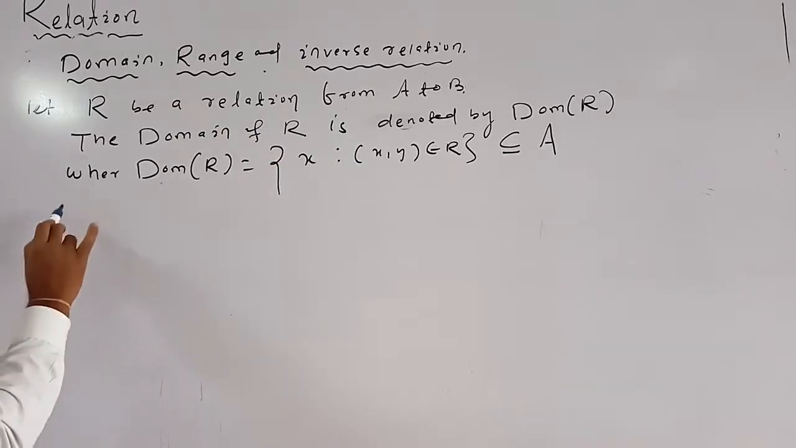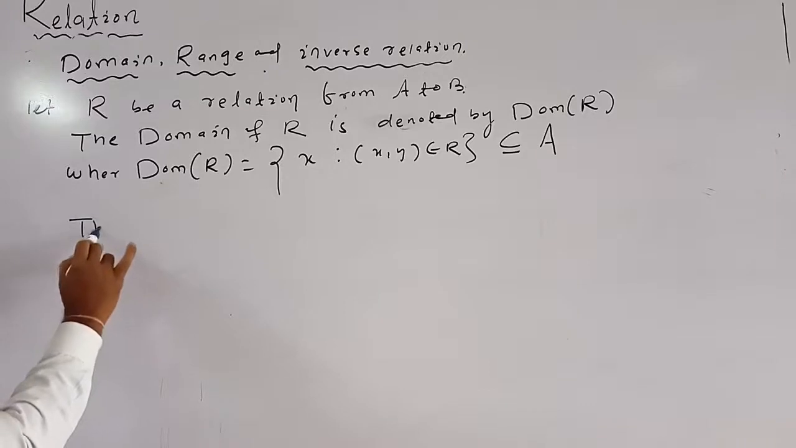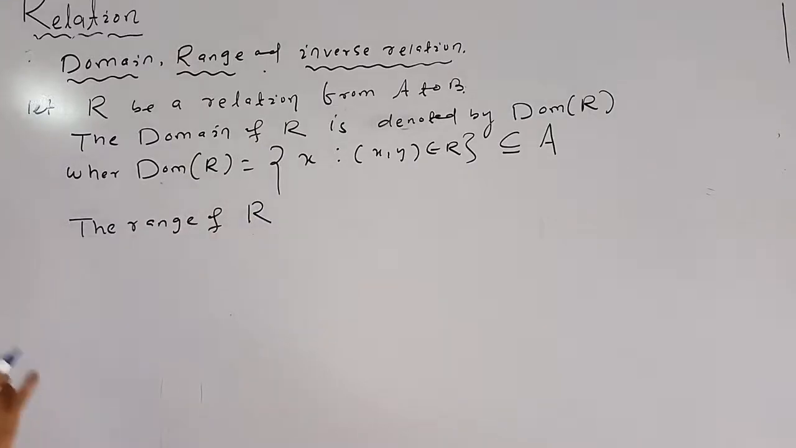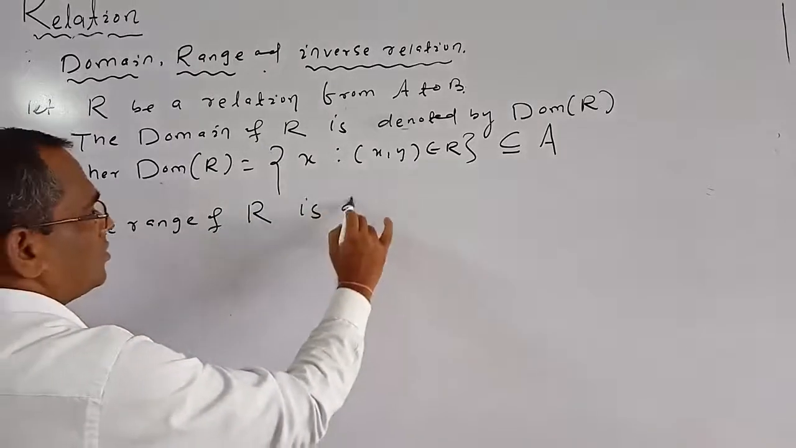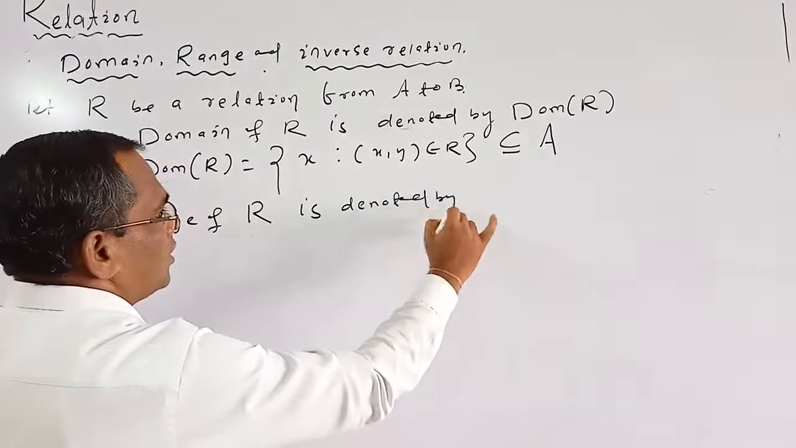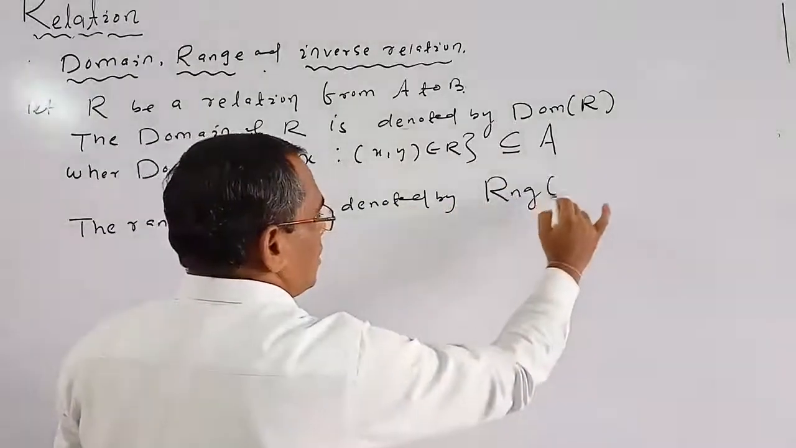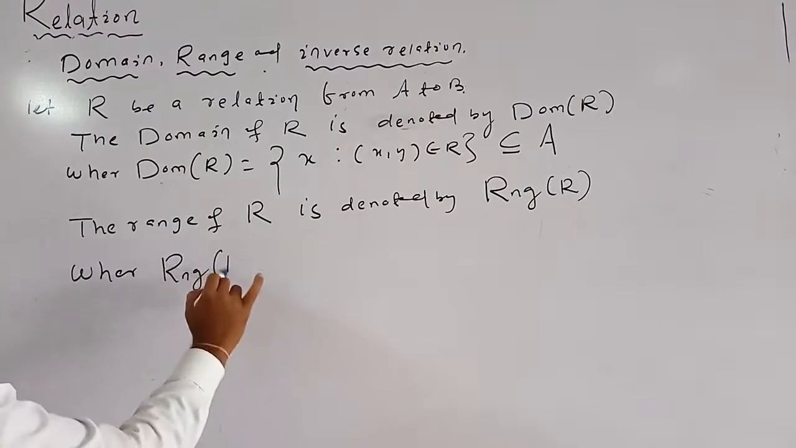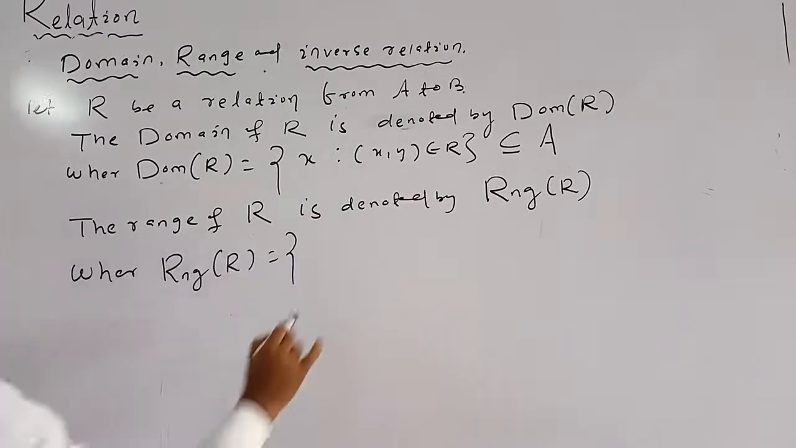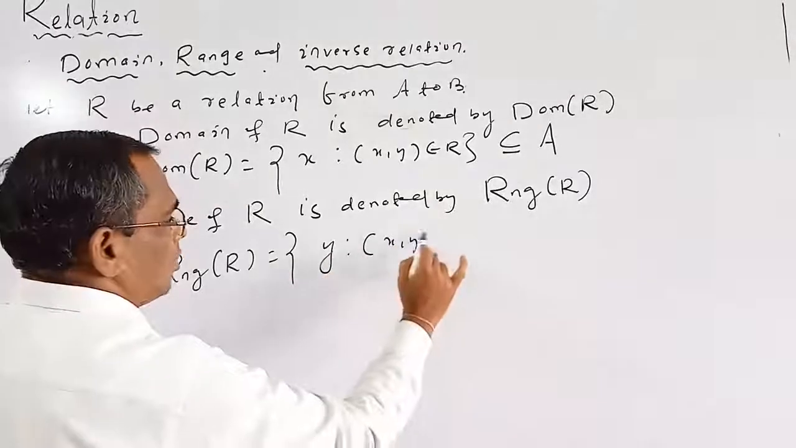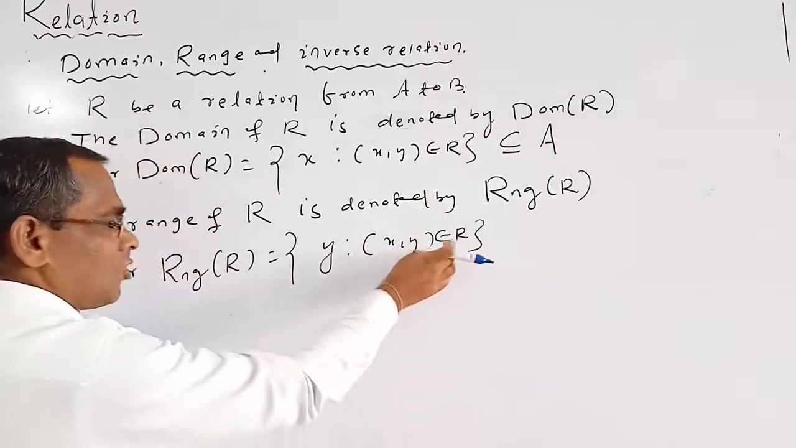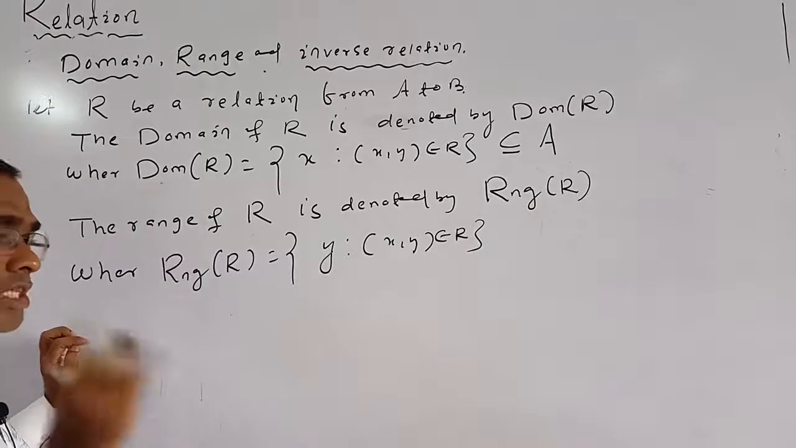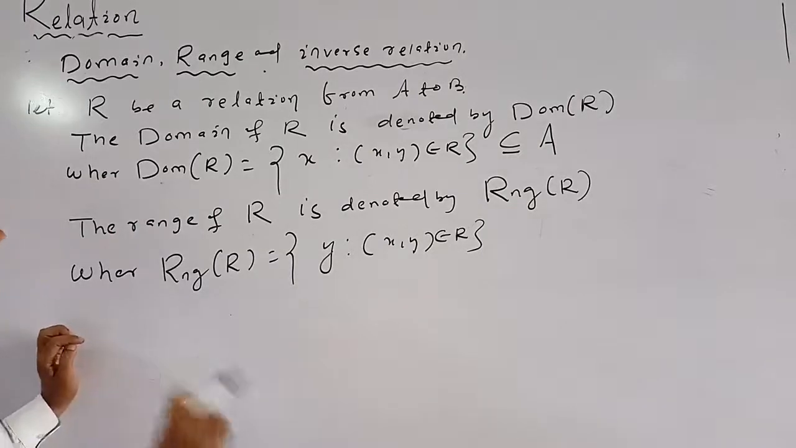Okay. Next, range. The range of relation R is denoted by RNG, range of R, where RNG, range of R is equal to the collection of the second components, that is Y, such that X comma Y belongs to R. If the ordered pair X comma Y belongs to R, then Y, the set of second components, the collection of all the second components of each ordered pair, is known as a range, and the range must be a subset of B set.